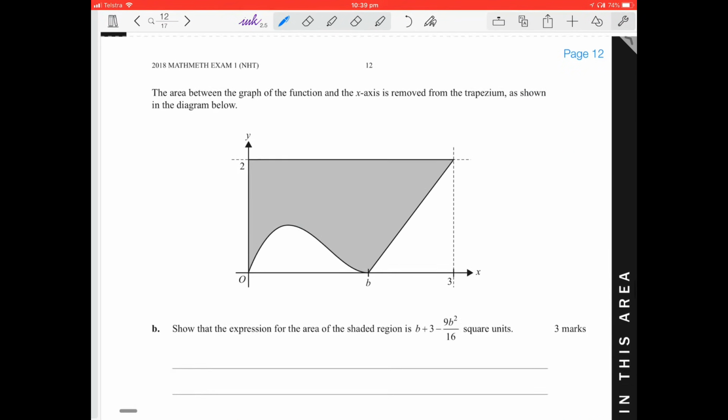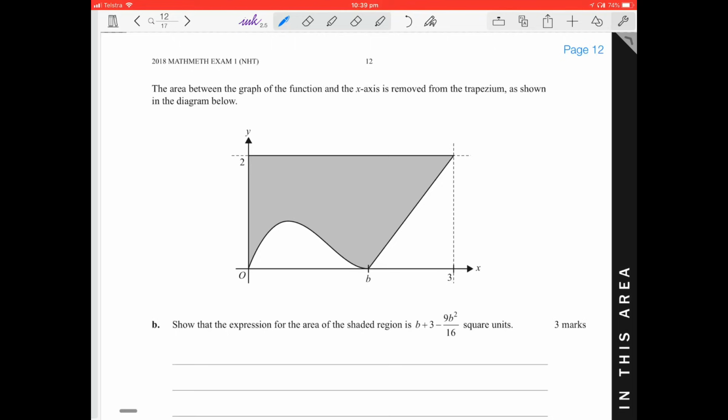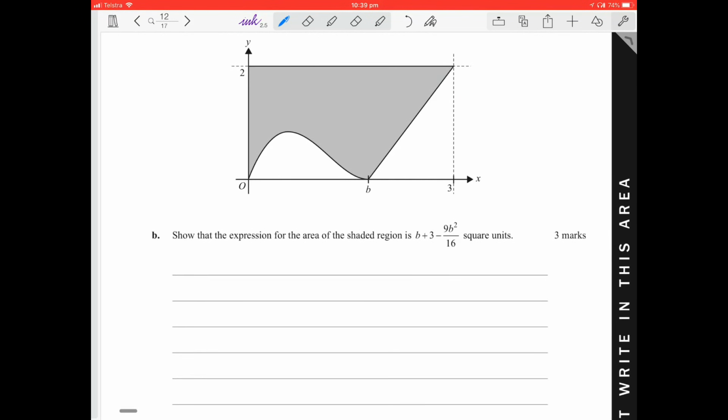The area between the graph of the function and the x-axis is removed from the trapezium as shown in the detail. Oh yeah. Show that the expression for the area of the shaded region is... Okay, so what do we know? We know that's 2. We know that that length is b, and that that length is 3. So have we found the big area?